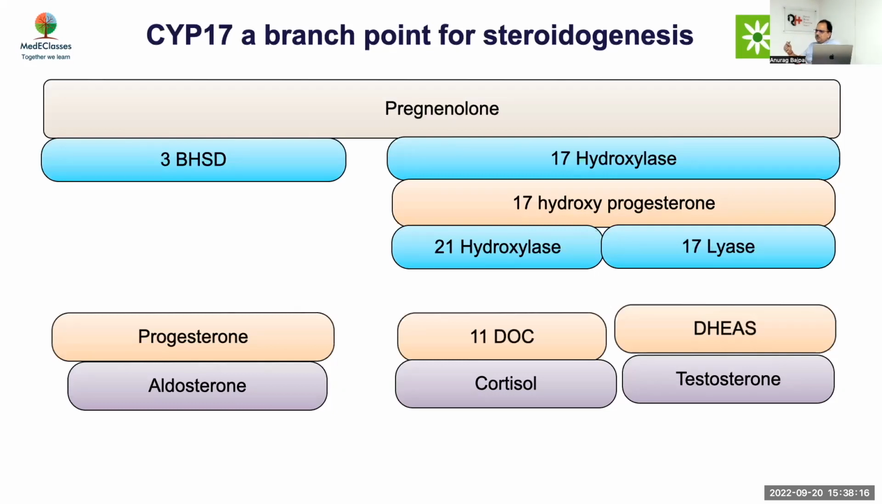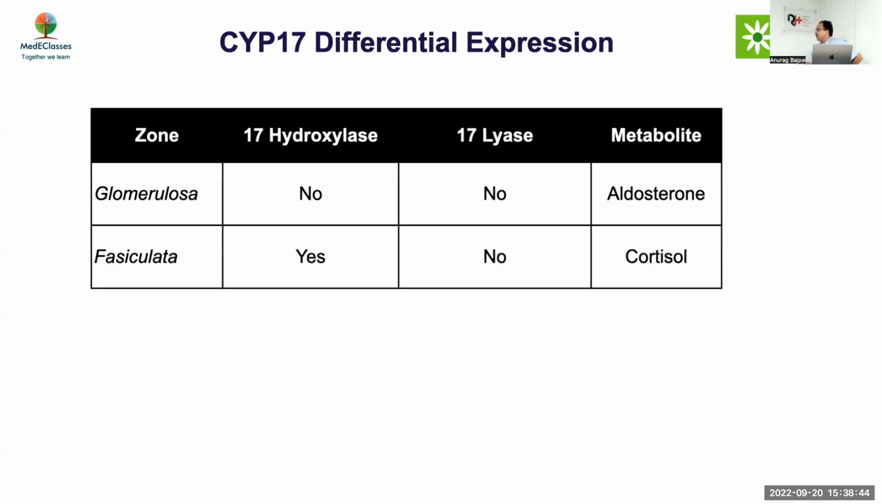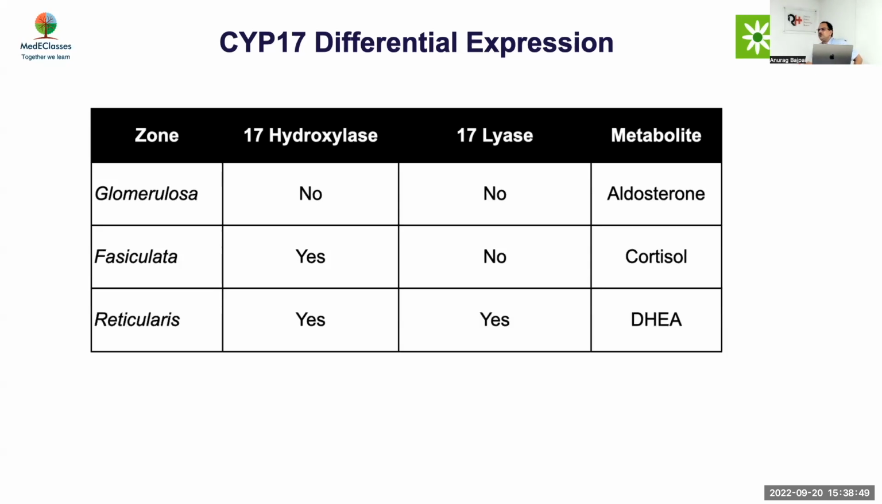So now, simply put, zona glomerulosa will have no 17-hydroxylase or lyase activity. Zona fasciculata will have mainly hydroxylase, no lyase, while reticularis will have both hydroxylase and lyase. That's why you will have on one hand aldosterone, second cortisol, and third androgens. So this is what we said. Glomerulosa, nothing is there, you produce aldosterone. Fasciculata, you have hydroxylase but no lyase, cortisol, and reticularis, you have both, you produce DHEA.